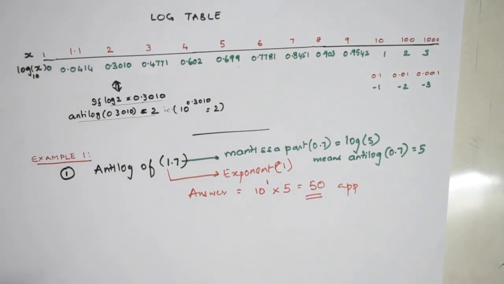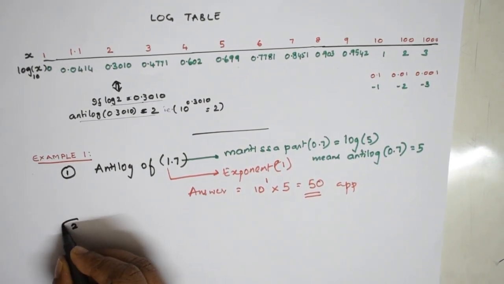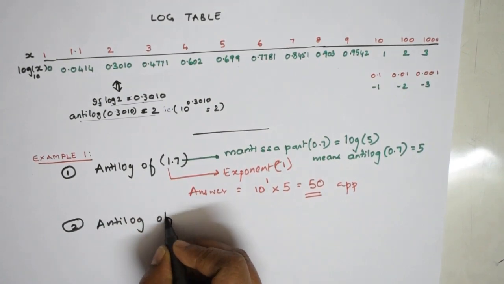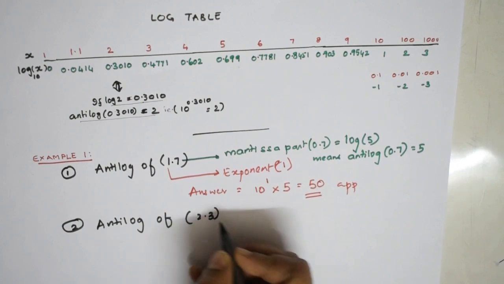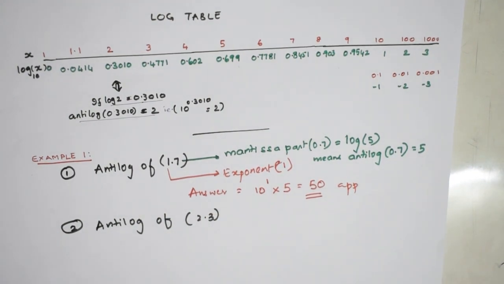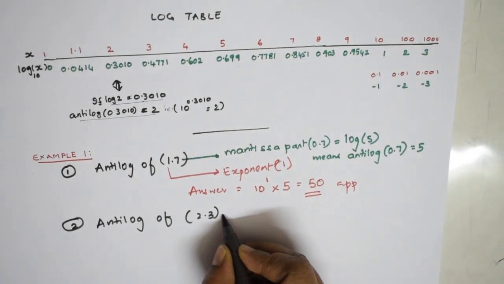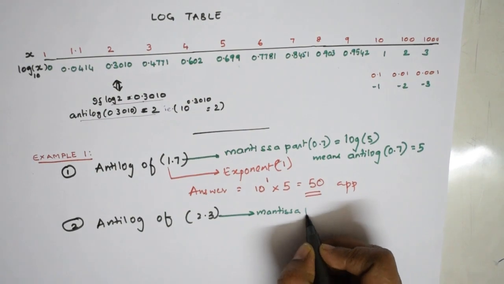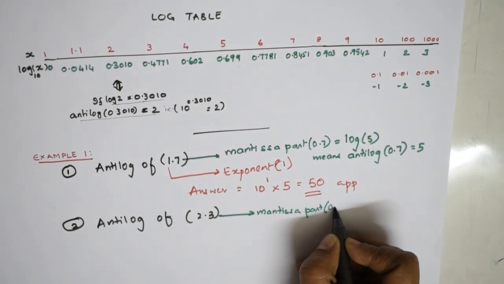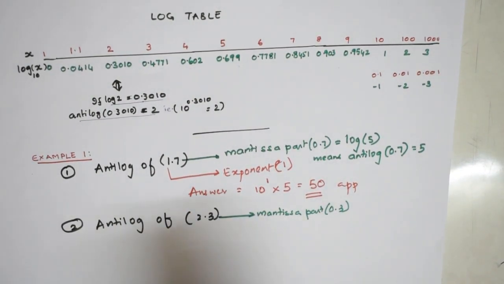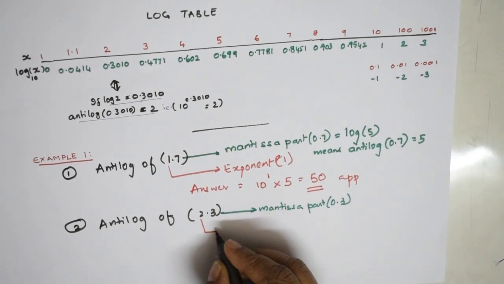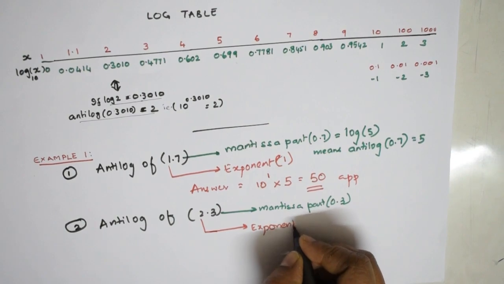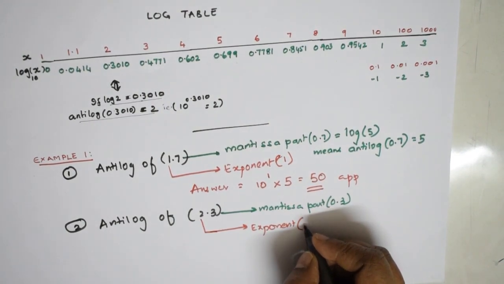Let us do one more example. Suppose they have given you one more example to find the antilog of 2.3. Okay, so 2.3. Now, we very well know what the two parts are. The first part, 3, is called the mantissa part, which is equal to 0.3. Mantissa is 0.3. Now what is 2 equal to? 2 is nothing but the exponent part. How much is that? Exponent is nothing but 2.